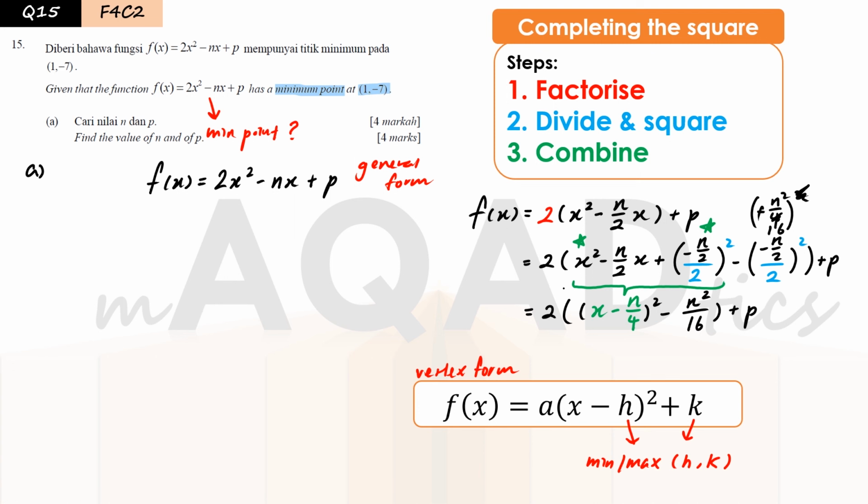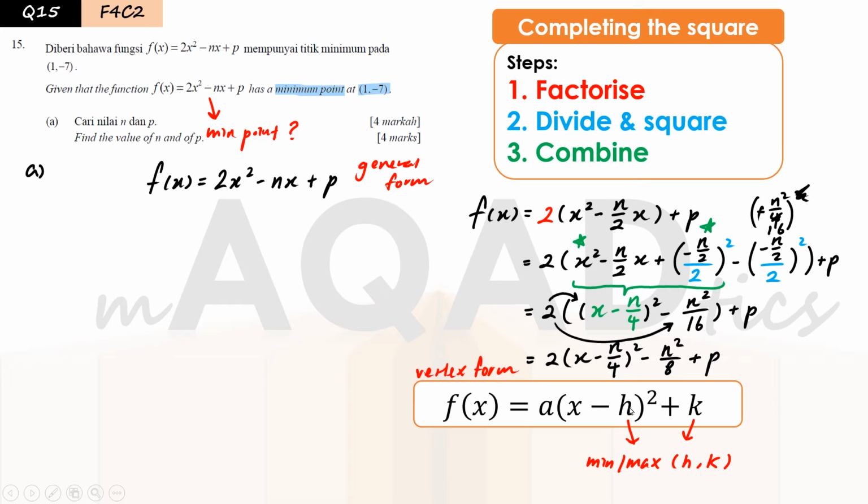And now, to simplify even further, I'm going to multiply the 2 inside the bracket into these two values. Right? So the first value would be 2 bracket x minus n over 4 square, and the other one would be just multiply with 2, so here will be negative n square over 8, and the p remains the same. Okay, so now we have successfully changed the quadratic function from the general form to the vertex form. Alright, so now we need to figure out the value of h and k from here.